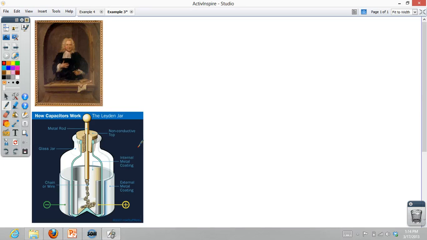This is examples number 3 and 4 for electricity, and these specifically are about capacitance. And capacitance is just a measure of the amount of stored charge on a conductor for a given potential difference.